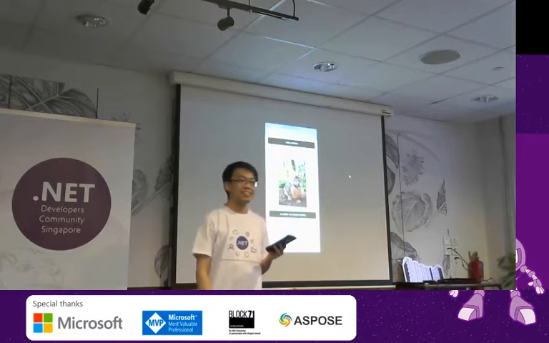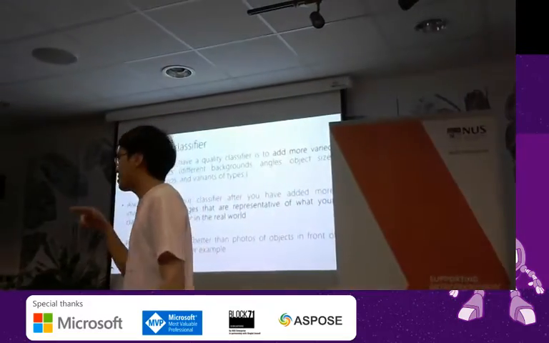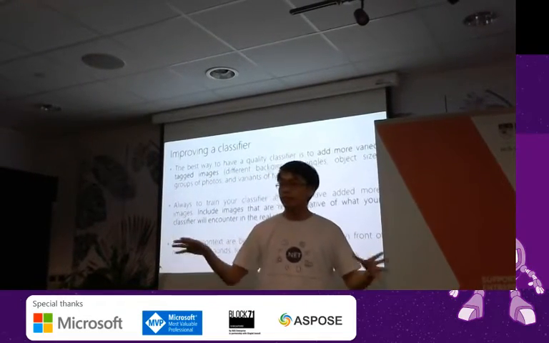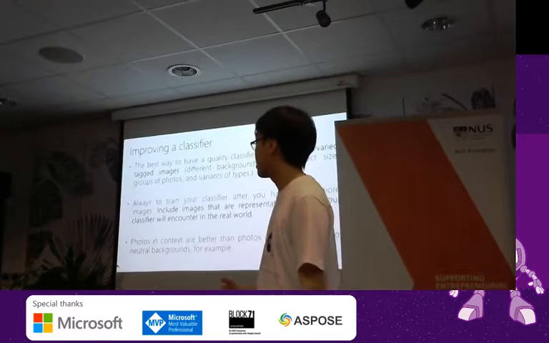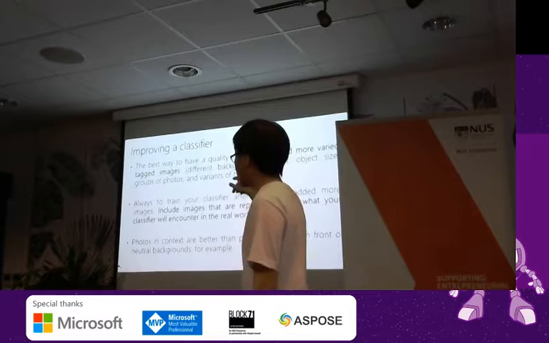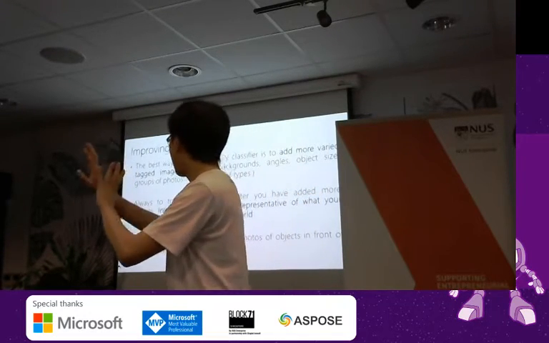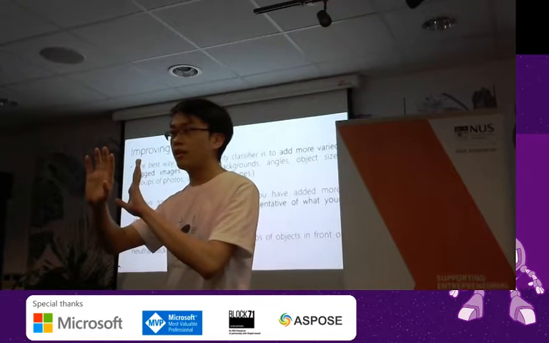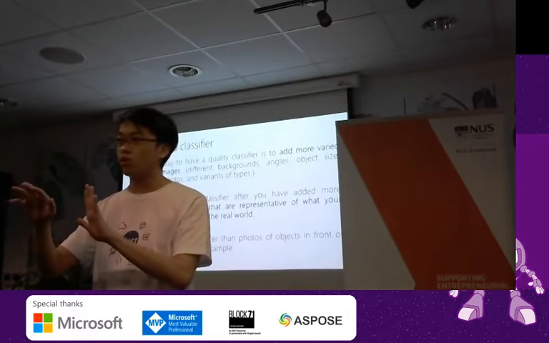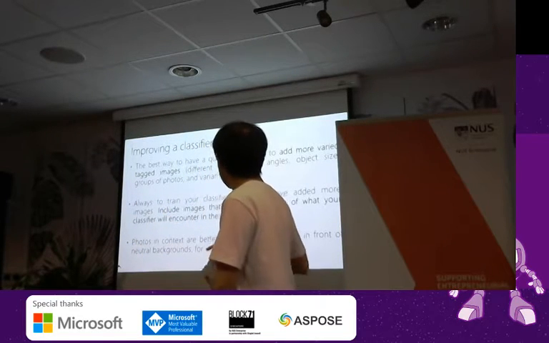So this is offline. To improve the classifier, the best way is adding more samples. Of course, if the sample size is larger, the accuracy will go up. Also make sure you tag the right thing. The background is very important. If you have mixed items, like a cat and a dog together, then your trained model might not be so accurate anymore.